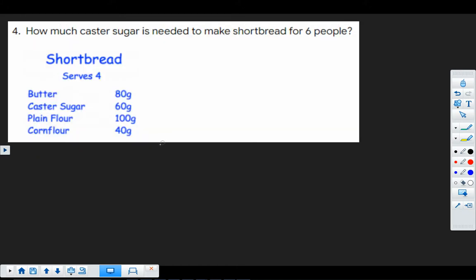Okay, so question 4 is the recipe question. Now I'm going to show you 2 ways to do this. I'm going to show you a way that's always going to work, and I'm going to show you another quicker way that you might see or you might not. But let's start with the way that's always going to work. And I'll start with my famous ratio table.